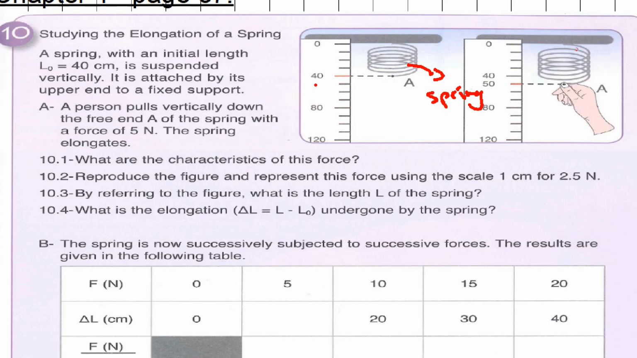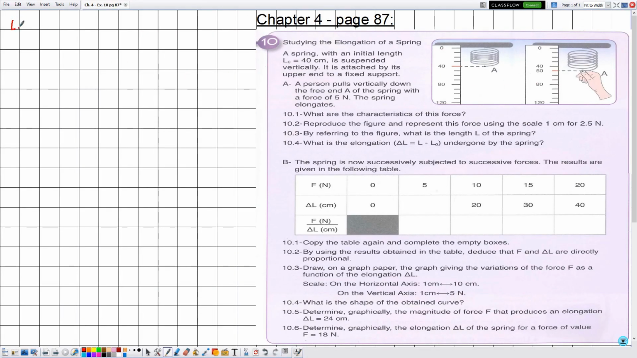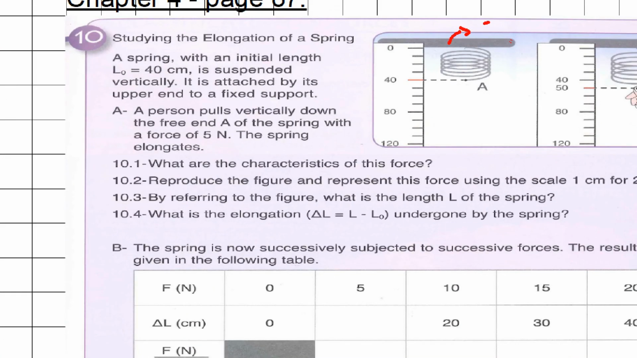Here on the left we have a graduated ruler. So from the graduated ruler we can find that the length of the spring is given by L0 equal to 40 centimeters. And this is the support.